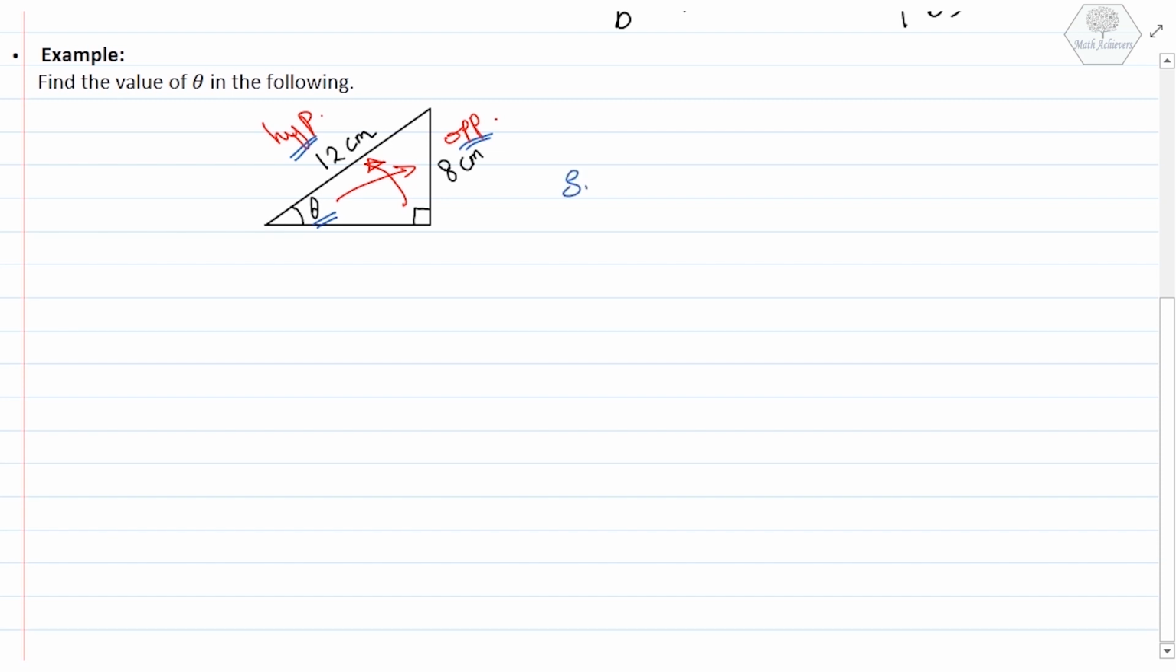So in this case, sine theta is equal to the opposite, which is 8, over the hypotenuse, which is 12. So to find theta, I want to find the sine inverse of this value, which is 8 over 12.